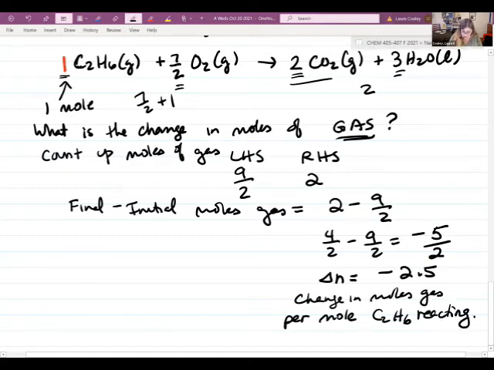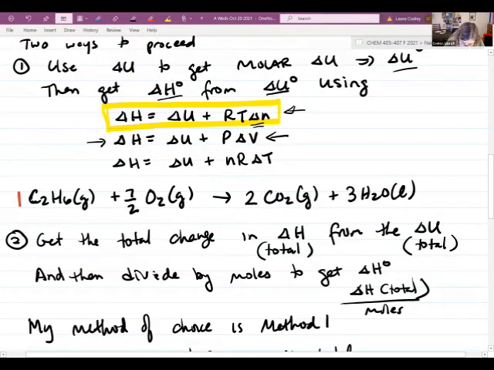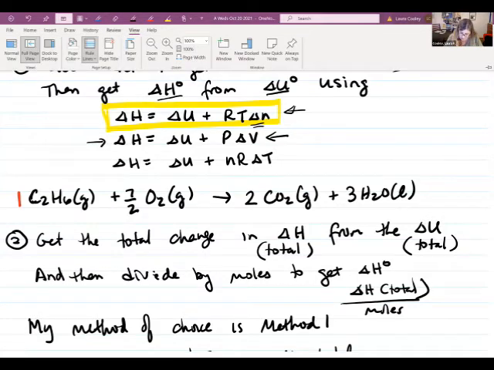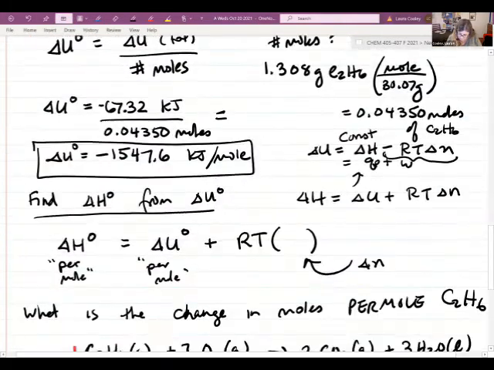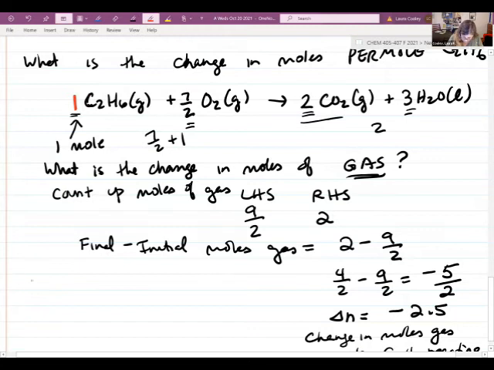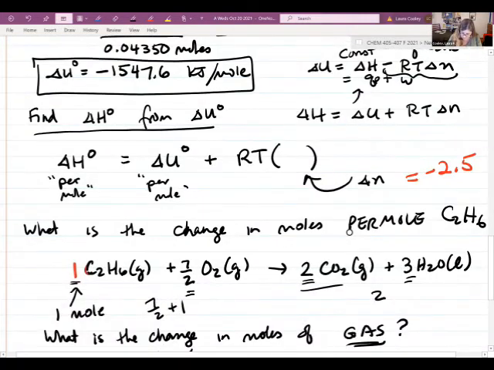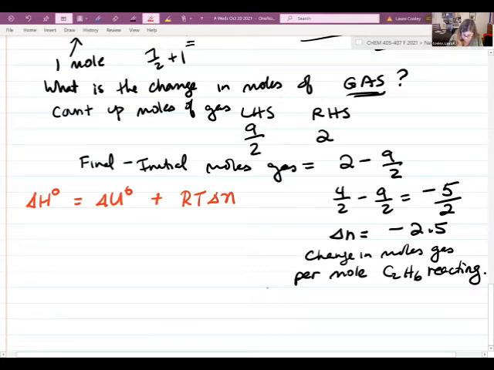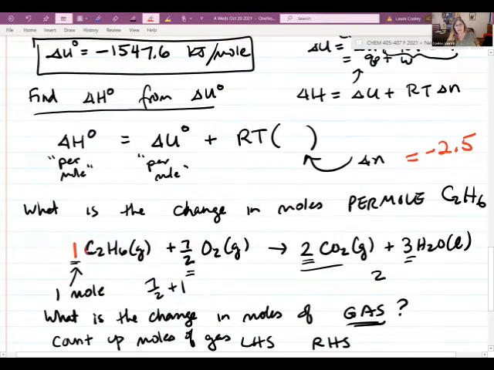Okay, so if I go back up to this equation here, this is the delta N. This delta N is going to be -2.5. And actually, let's do that. Let's do delta H0 equals delta U0 plus RT delta N. So this is the delta U, which was -1547.6. Let me make sure I have the right number. Yep.